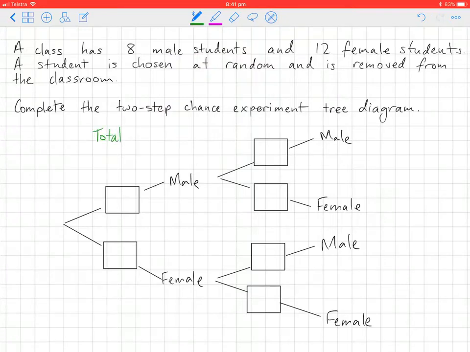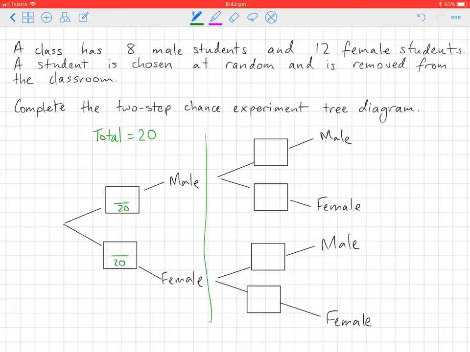Now the total number of students is 8 plus 12. So we have a total of 20 students. That means that in this first section here, we have a total of 20 for both male and female students if we were to make a certain choice.